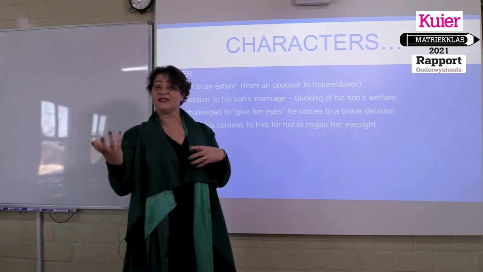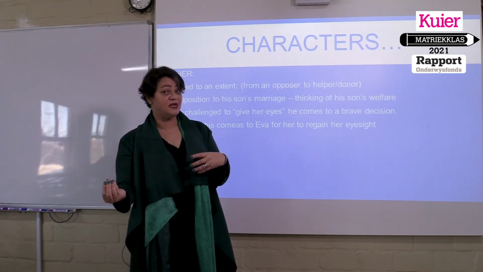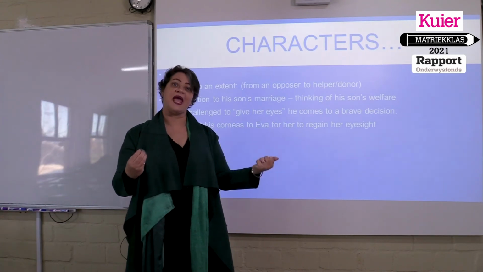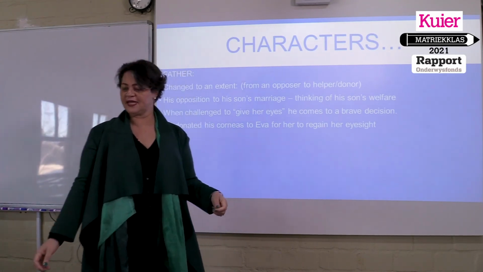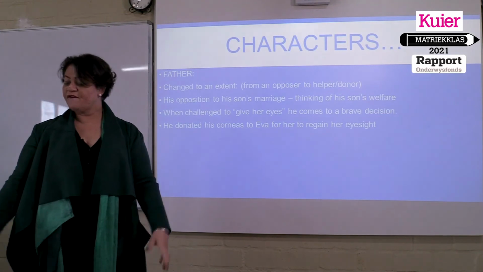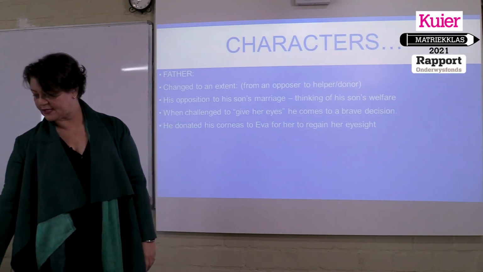Okay, he wanted his son to be married to somebody with sight, but he also wanted his son to be happy. So he decided to give Eva his eyes. He donated his corneas for Eva to regain her eyesight.